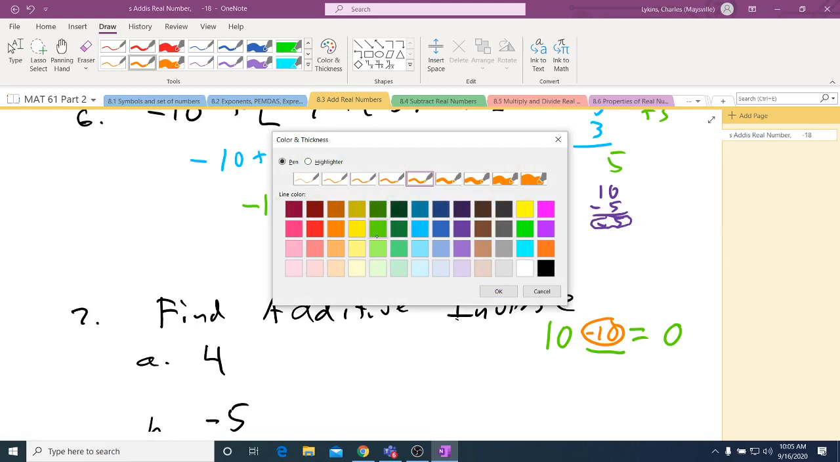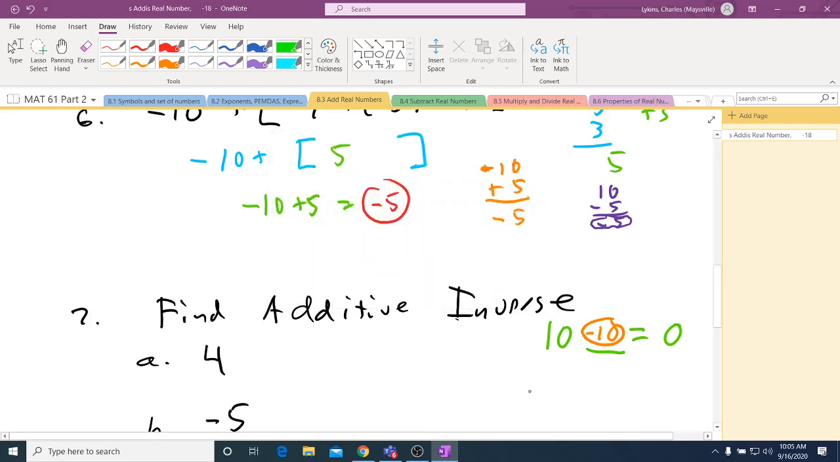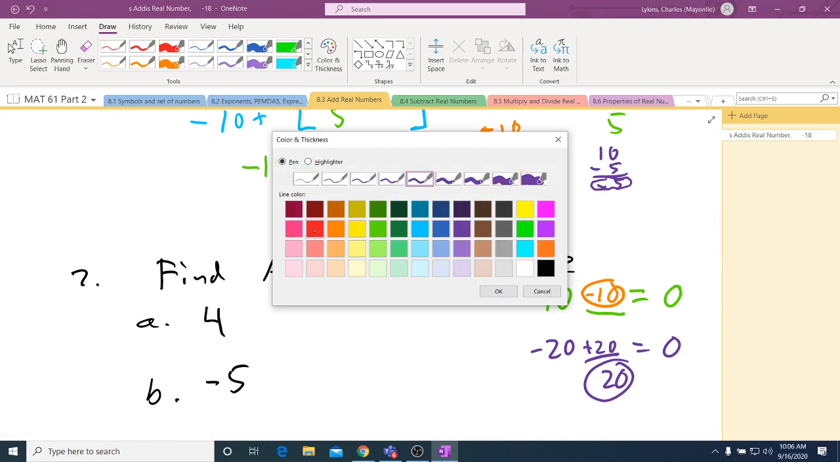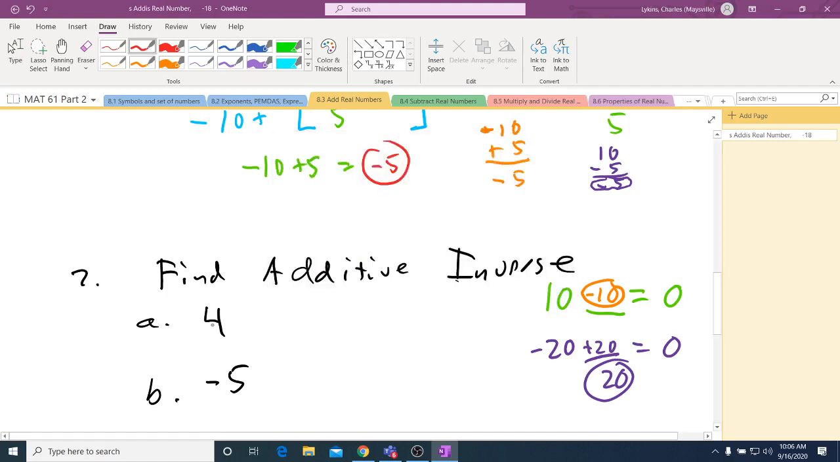Let's just say you had a negative 20. How do you get 0? Well, it's always the opposite sign, so I know that I need a plus 20, so my answer would be 20. So what do we think A and B are? Well, to get 0 from 4, I need to have a negative 4 or a minus 4. And if I'm given a negative 5, that means I need a positive 5.